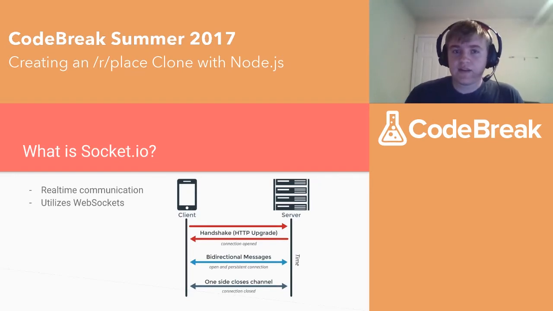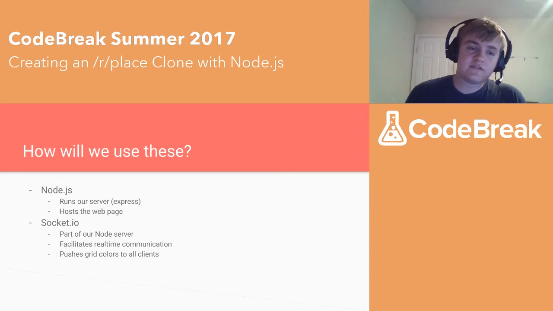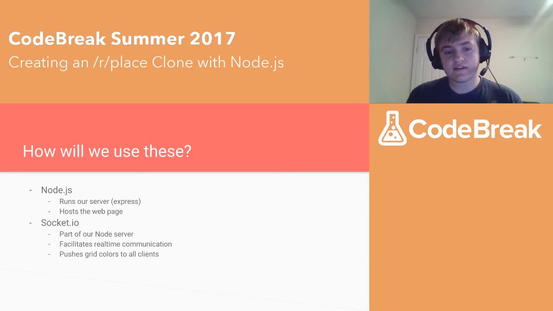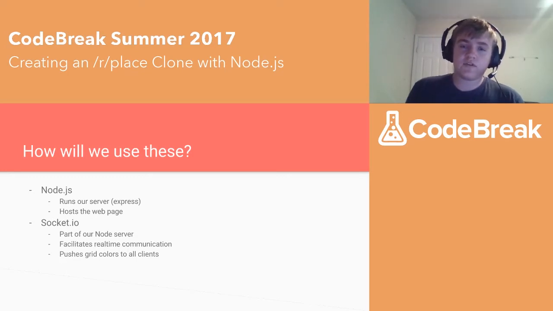So Socket.io enables WebSocket communication between the client and the server. So WebSockets are basically HTTP but bidirectional and better. I'll go into more detail later. So we're going to be using Node.js to hold our canvas, host the web page, and to run a Socket.io server. And so Socket.io is going to be part of our Node server. It's going to facilitate the real-time communication between the browser and the server, and it's going to push all the grid colors to all the clients so they know what's on the canvas.